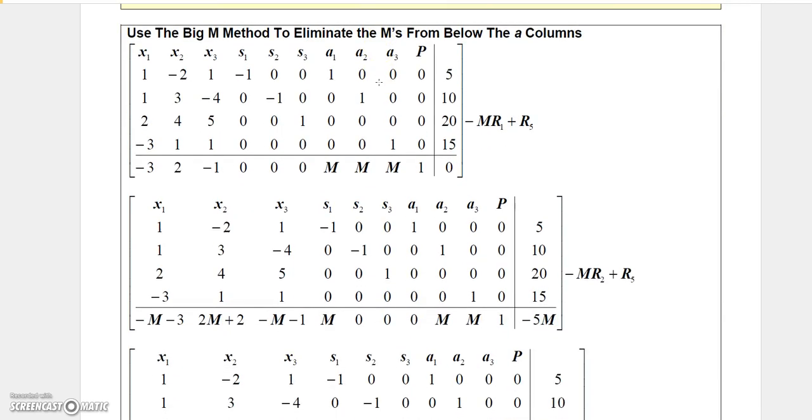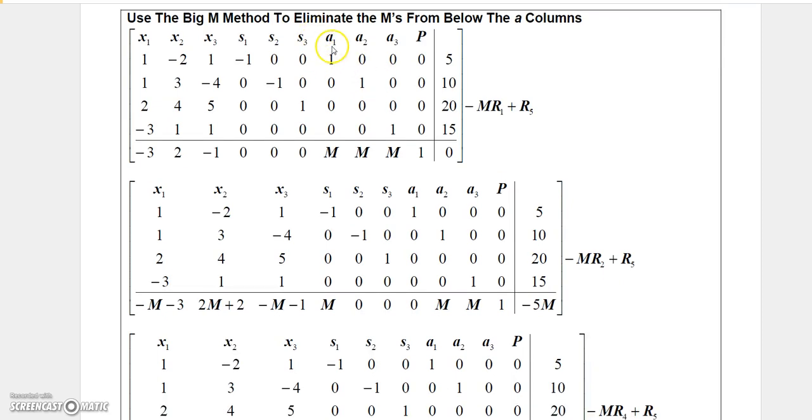So let's take a look at the Tableau that we have. Notice here that I have this m on the bottom row. So to eliminate it, I can use the 1 here that's in row 1, and I can multiply everything in this row by negative m and then add it to row 5 to get rid of that m. Now that's tricky because we're not multiplying by a number now. Well, we are, but it's an unknown number.